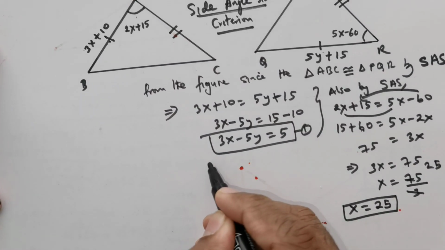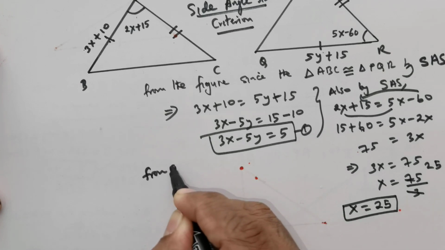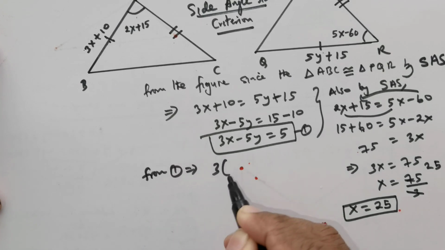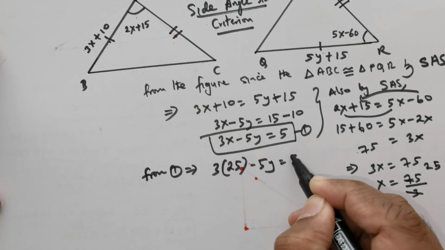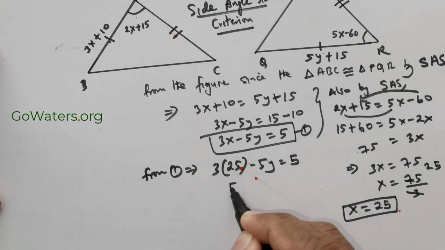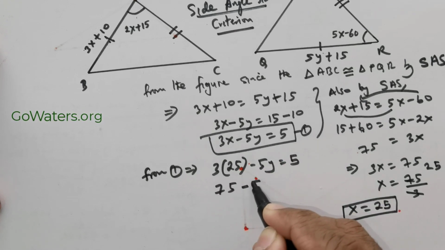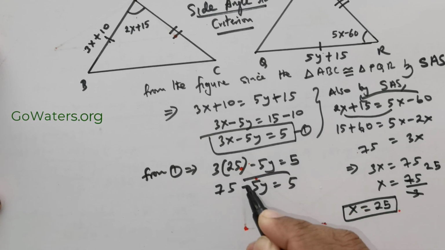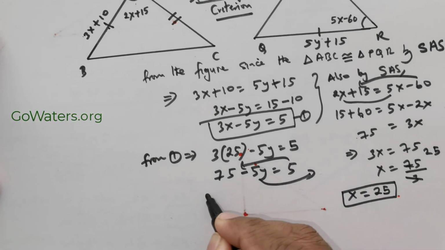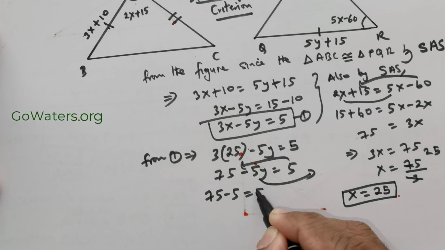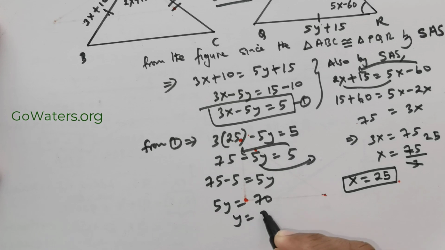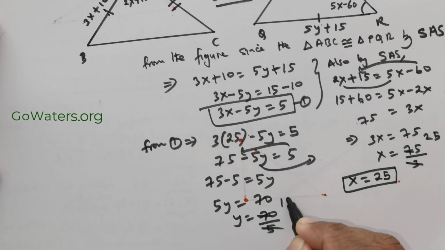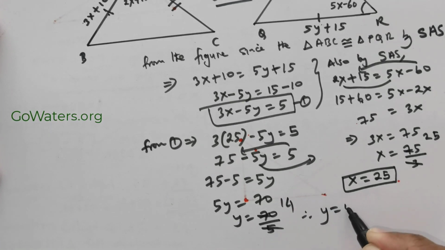So this would mean, right, from 1, what do we get? So this is 3 times 25 negative 5y is equal to 5. 3 5s are 15, 3 2s are 6, 75 negative 5y is equal to 5. Move this side, move out this. So 75 minus 5 is equal to 5y. So 5y is equal to 70. So y is equal to 70 divided by 5. 5 divides 7 once, you carry 2, it's going to be 14. So therefore y is equal to 14.